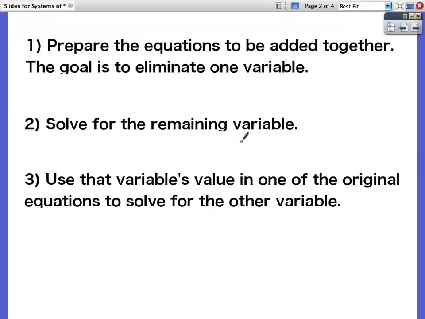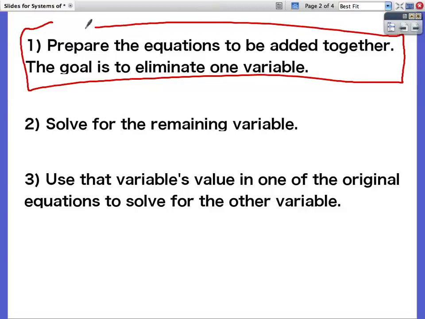Here are the steps written out in words. And this, by far, I think, is the newest part. You guys kind of already would know how to do step 2 and step 3 because of your past knowledge. But step 1 is really the main new part of this. And so if you want to write these steps down, pause it. But preparing the equations to be added together or subtracted, I should have said added or subtracted because you can add or subtract them. That's the part that may take us some time. And the goal is to eliminate one variable. So let's go to that first.